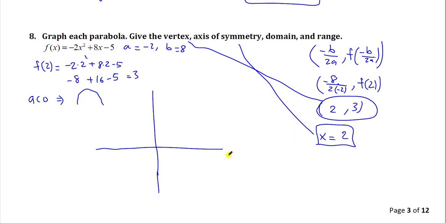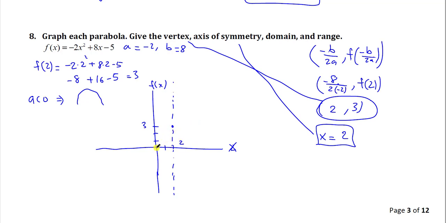I know that the vertex is at 2 and 3, so 2 for x, this is x, this is f of x, so 2 for x and then 3 for y, 1, 2, 3. It's right here. And it opens upside down, so this should be the highest point. The axis of symmetry goes through the vertex and divides the parabola into half and half. Now we need to find two more points, one on the left side of the axis of symmetry, one on the right side, so that we can connect the parabola together.